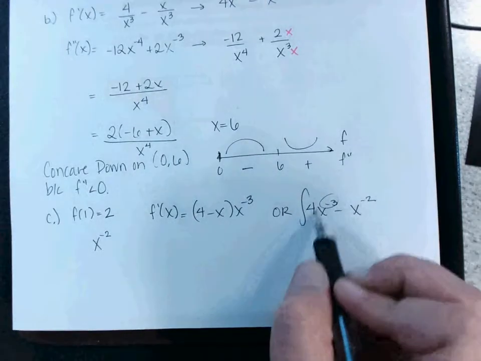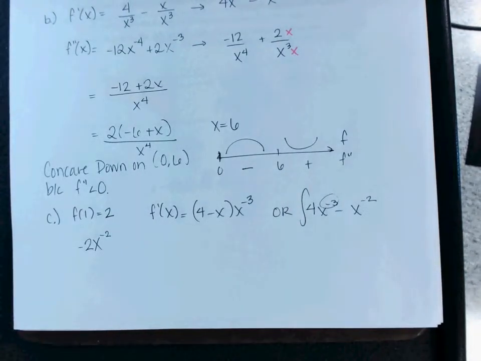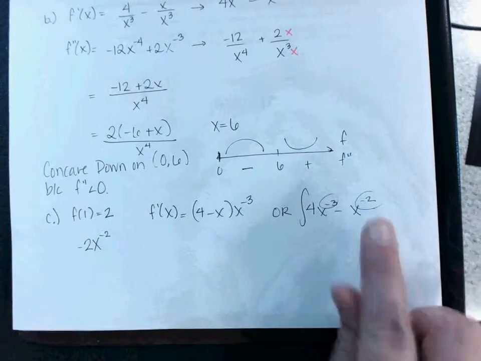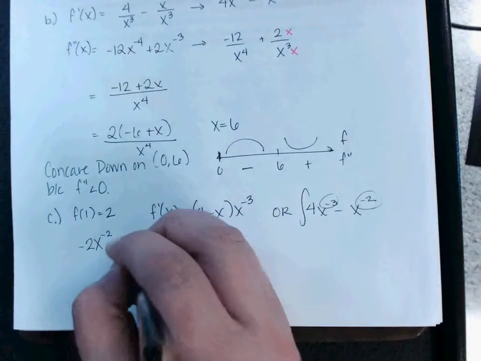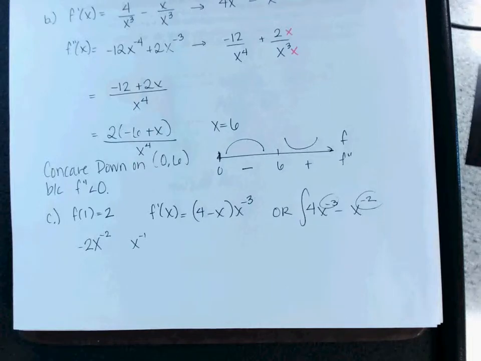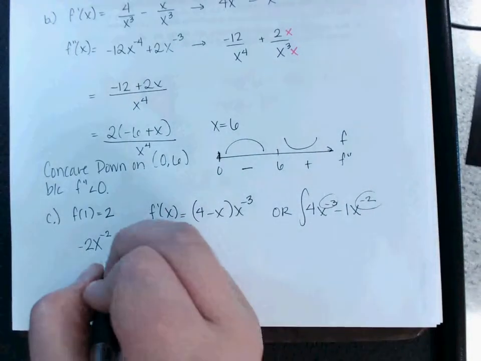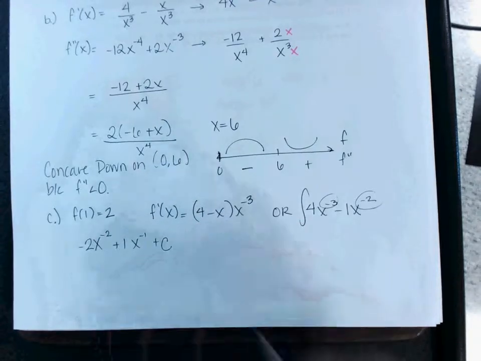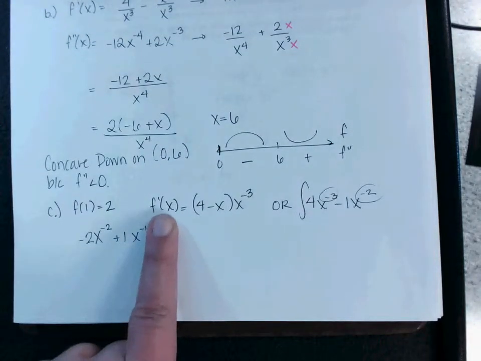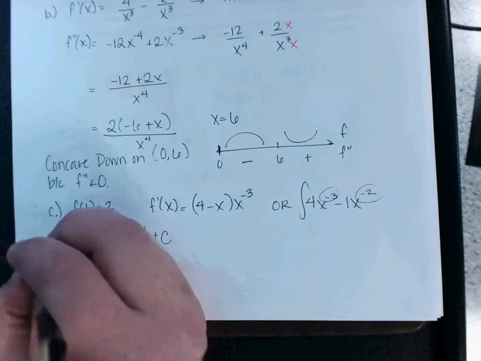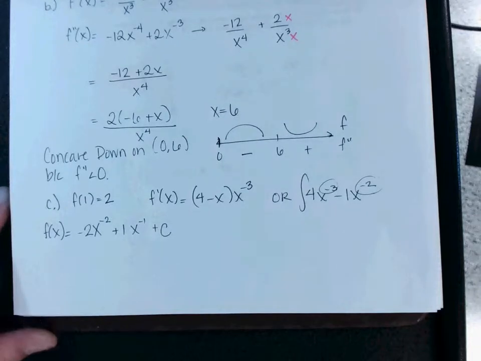Then I have to divide by negative 2 here, so it'd be a negative 2. Okay, then here I have to add 1, but it's already a negative 2, so that'd be a negative 1. But then if I divide by a negative 1 on a negative 1, I get a plus 1. And then plus c. Now, I didn't label this, but if I integrated f prime, what is this new function? F of x, right? Because we did an antiderivative.